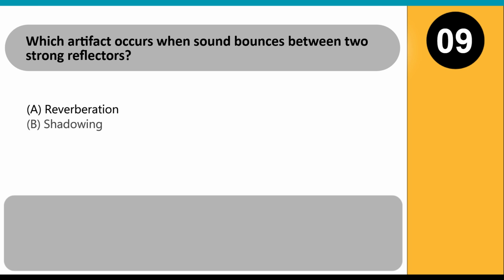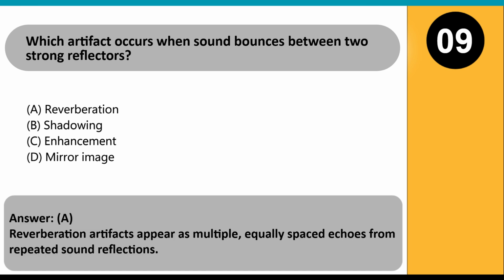Which artifact occurs when sound bounces between two strong reflectors? A. Reverberation. B. Shadowing. C. Enhancement. D. Mirror image. Answer A. Reverberation artifacts appear as multiple, equally spaced echoes from repeated sound reflections.